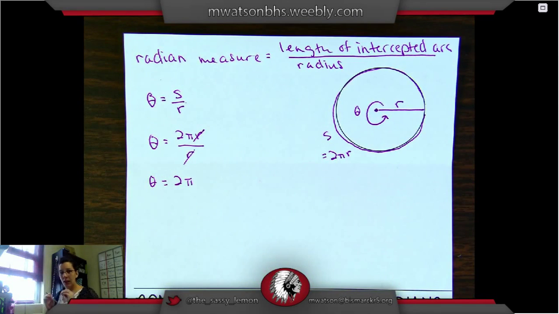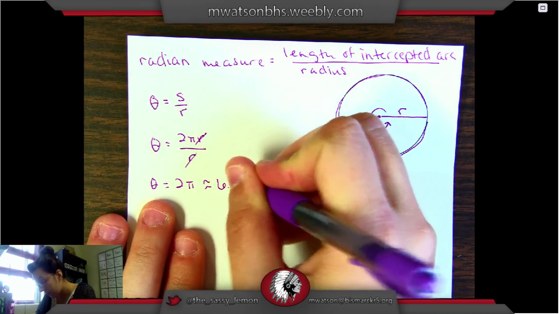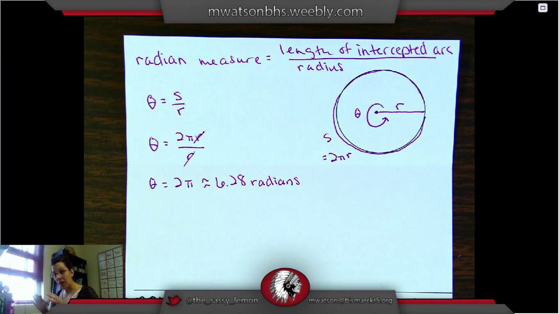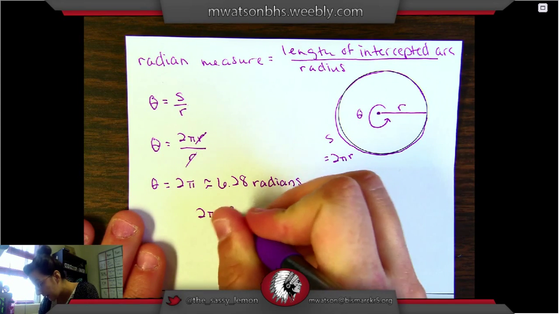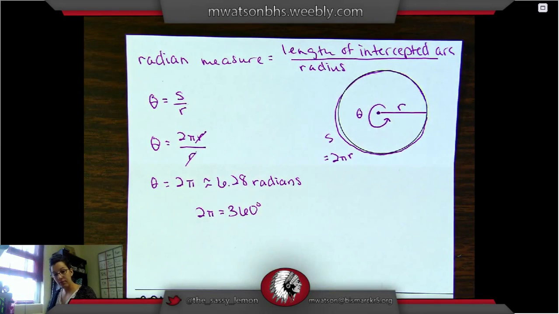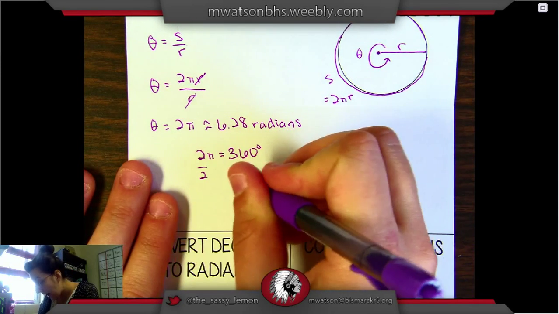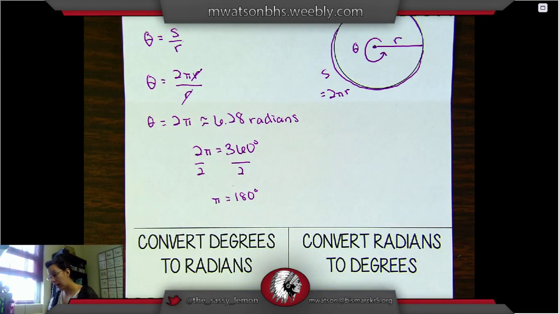Well, that's really interesting because 2 pi is a number. We can approximate it to be 6.28. So actually, in a circle, no matter what the radius is, the angle measure all the way around is 2 pi every single time. So basically, 2 pi is the radian equivalent to 360 degrees. And we can actually take that a step further and say that pi is equivalent to 180 degrees. And we can figure that out just by dividing by 2.